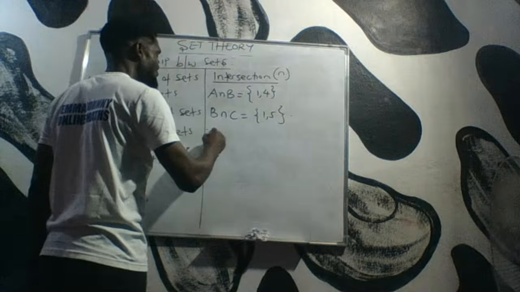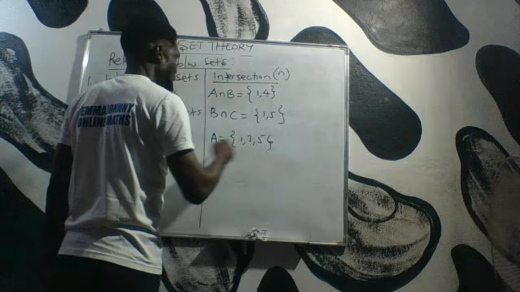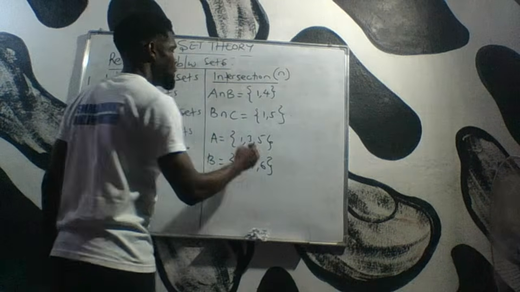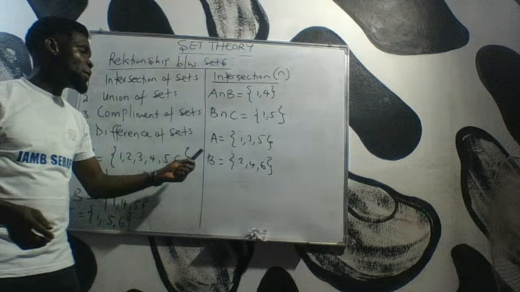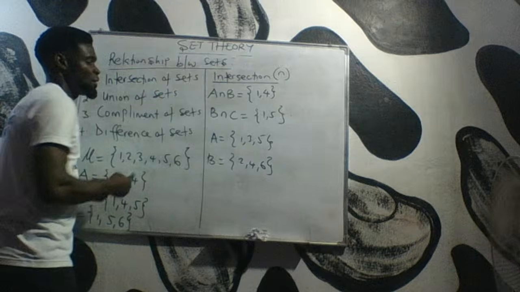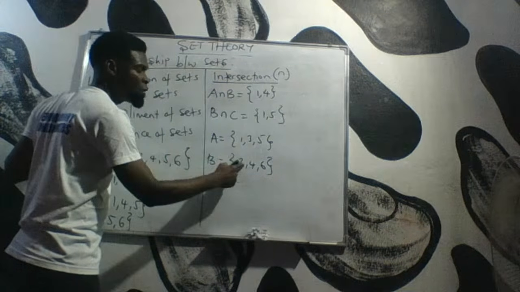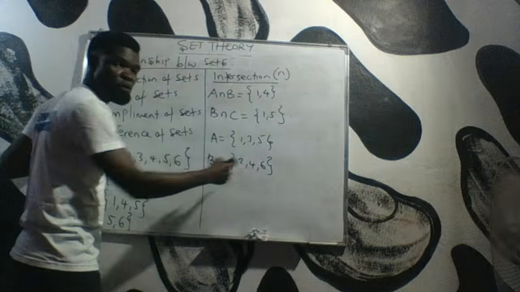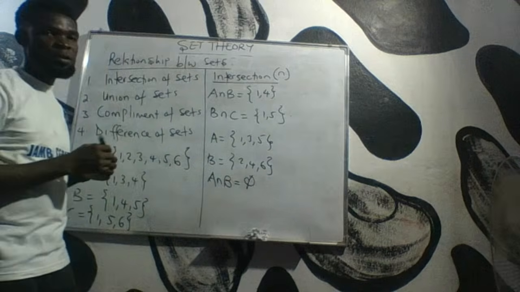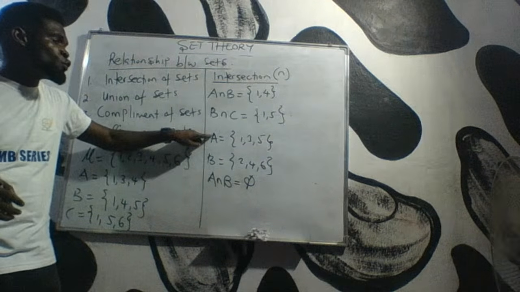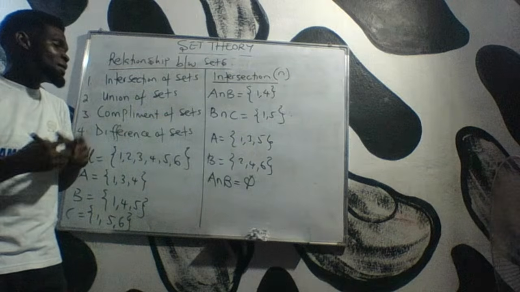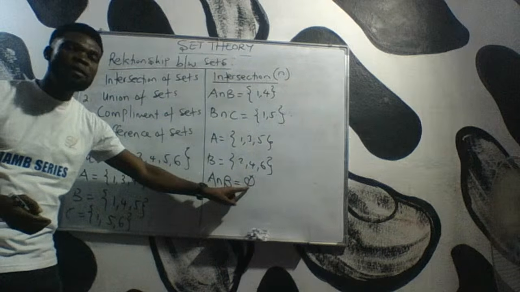Okay, so now there's something I said about disjoint sets. For instance, if I have a set A to be 1, 3, 5, and I have set B to be say 2, 4, 6. Look at set A and set B. You will agree with me that there is no element that is common to both sets. One is here, one is not here, three is here, three is not here, five is here, five is not here. Therefore A intersection B is equal to the empty set. So I made mention of this, that the intersection of two disjoint sets, these two sets are disjoint because they have no elements in common. So the intersection of two disjoint sets is an empty set.